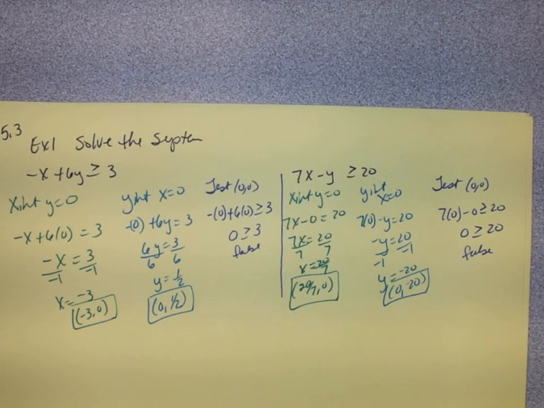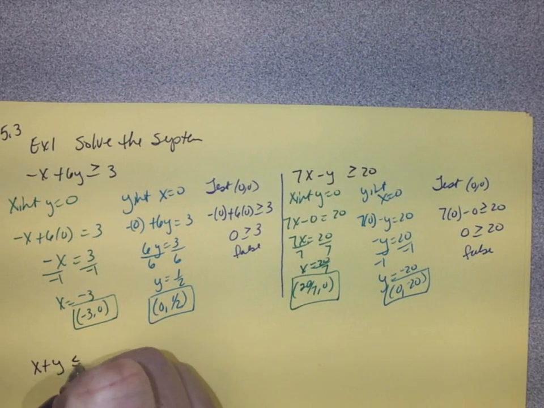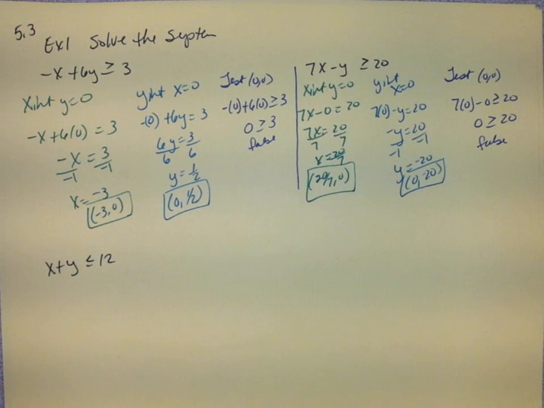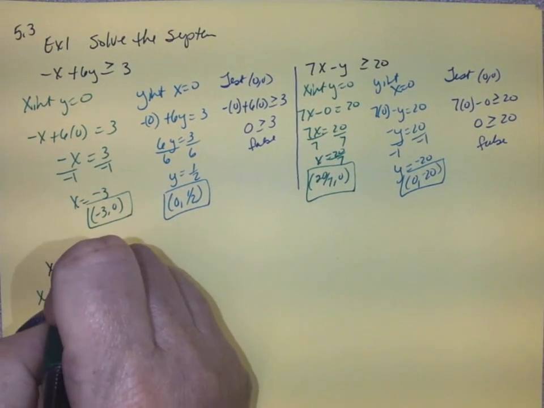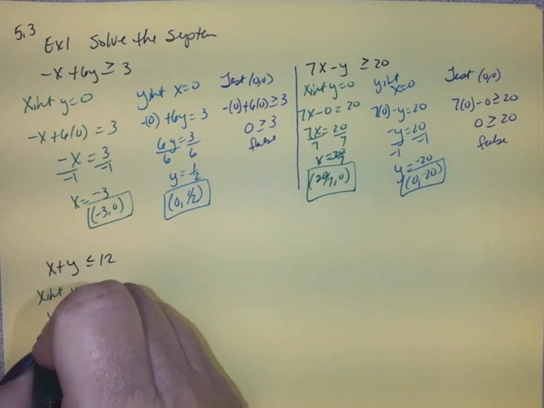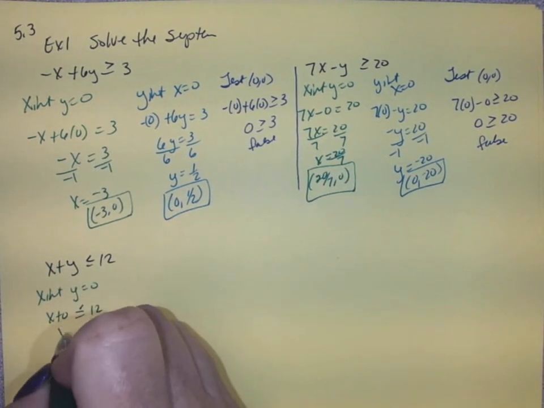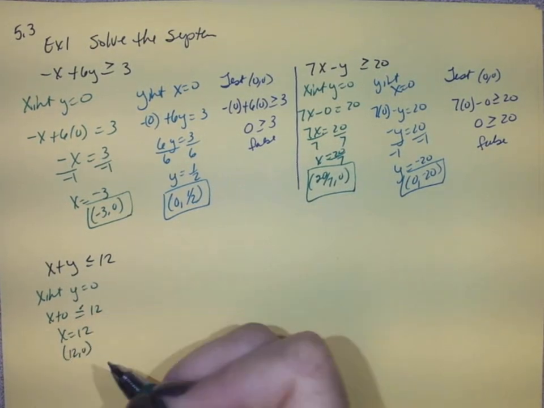All right, our next equation is x plus y less than or equal to 12. We're going to do the same things for this one. We'll have our x-intercept, where y equals 0. So x plus 0 is equal to 12. So x equals 12. We get (12, 0).